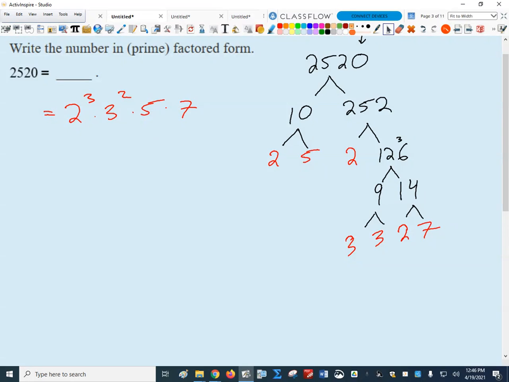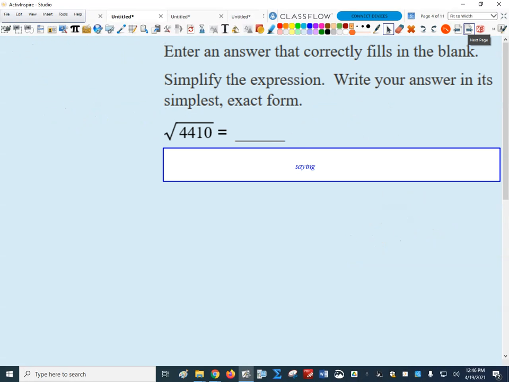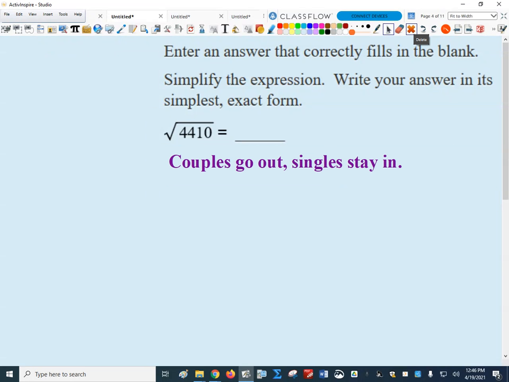All right, what about something like this? How is this similar to the last problem? Well, you wouldn't know that it's similar, but there is a connection between these. If I'm trying to simplify this radical, it has to do with the way that number factors. Do you guys remember learning the trick? Couples go out, singles stay in. You remember that a little bit?